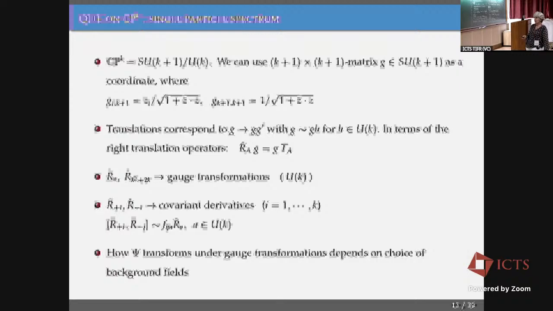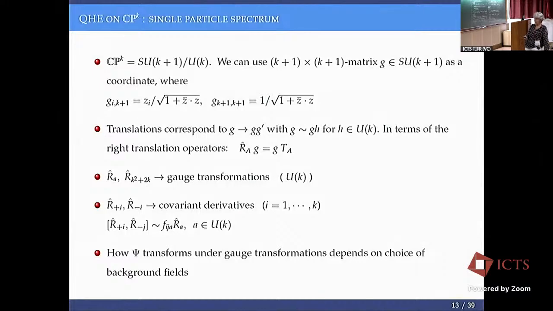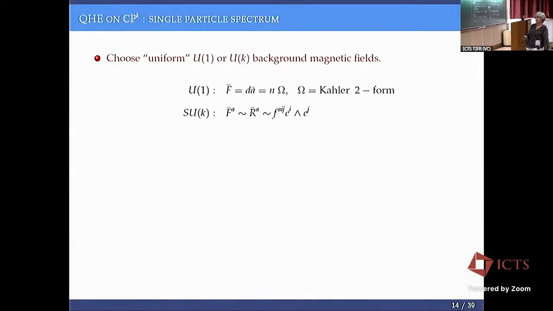And how the wave functions transform depends on the choice of the background fields. Okay, so now we have a choice. We can either have a U1 background field, as we had before for this S2, but we can also add non-abelian gauge fields. And the way we choose the non-abelian gauge field strengths is we have them be proportional to the components of the curvature. And the components of the curvature for CPK are essentially the SUK structure constants in a tangent frame basis.